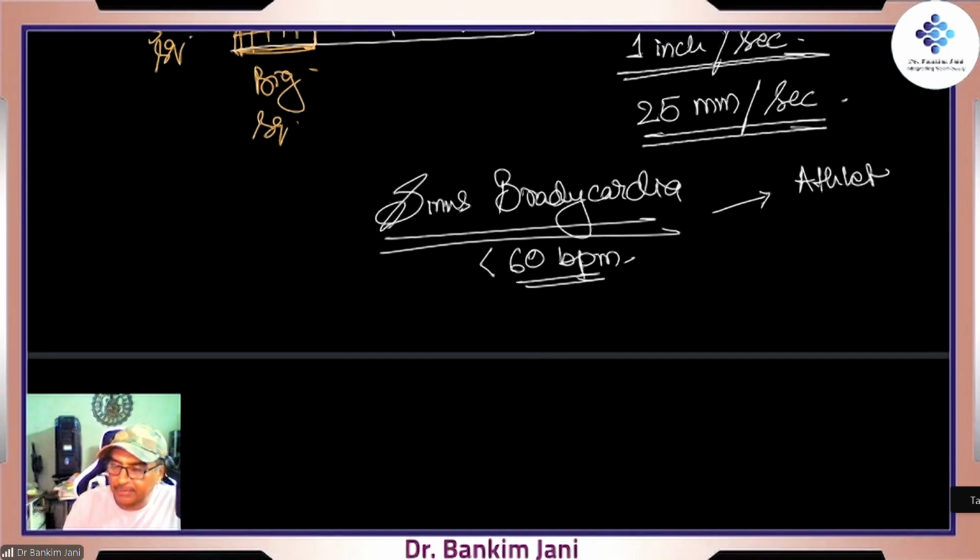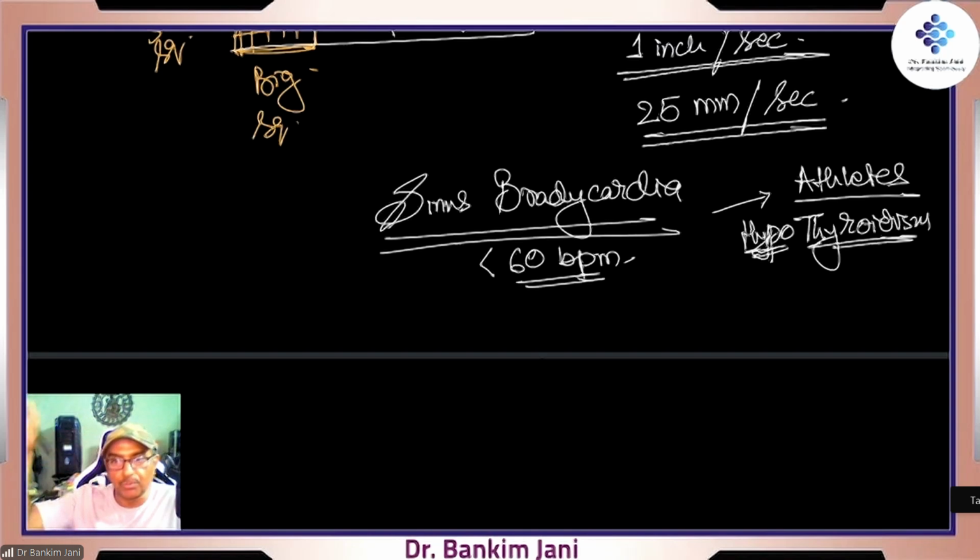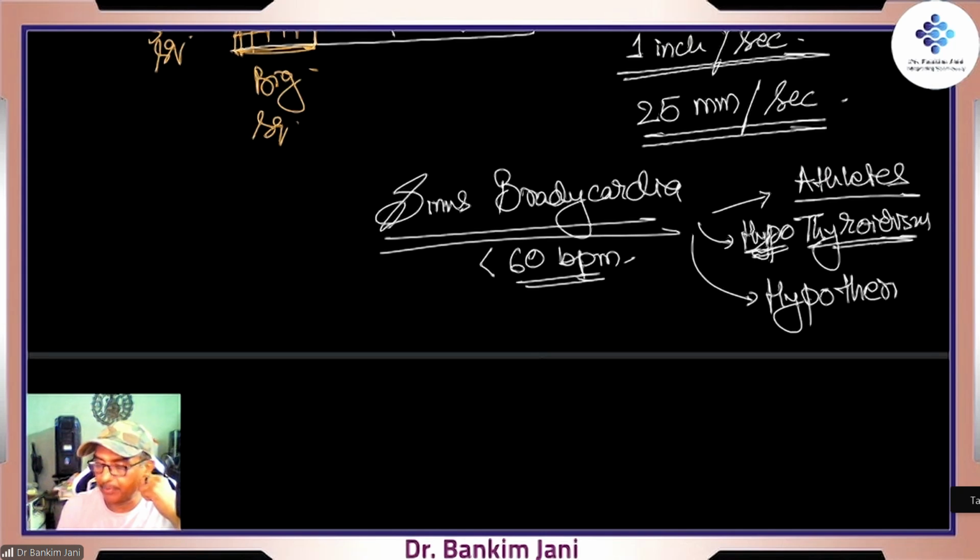In athletes, you will find that their heart rate beats at a lower pace. Or pathologically, when there is hypothyroidism. Make sense? Because when the thyroid is more, obviously it is taking our basal metabolic rate high, so everything is at high. This is hypo. Also in severely cold conditions, which is called hypothermia, right? Hypothermia.